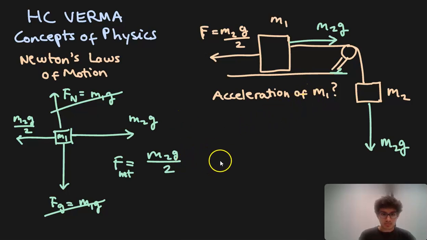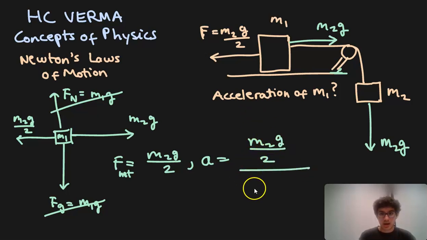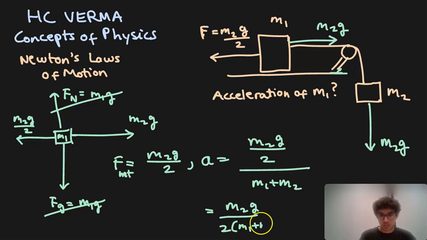And so the acceleration is going to be m2g over 2 divided by the total mass of the system, which is m1 plus m2, and this is simplified to just m2g divided by 2 times (m1 plus m2), and with that we're done. That's it.